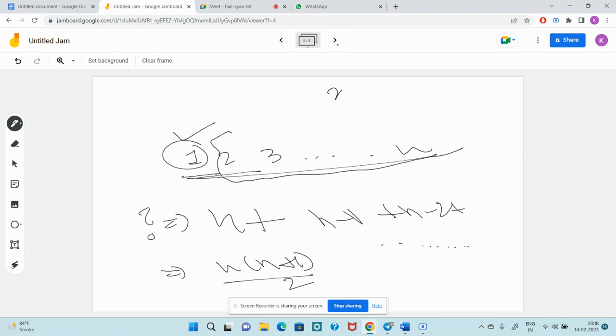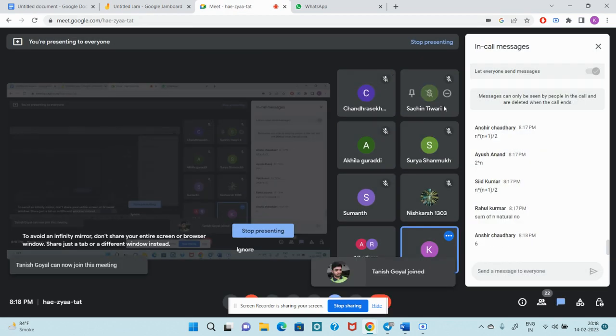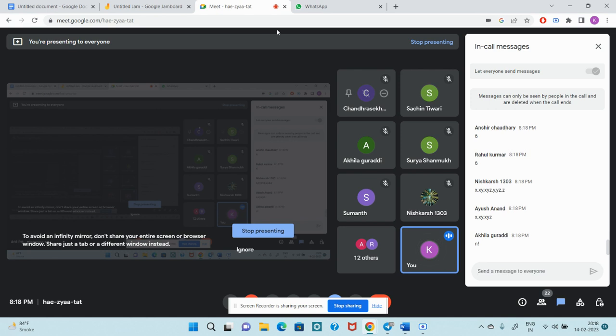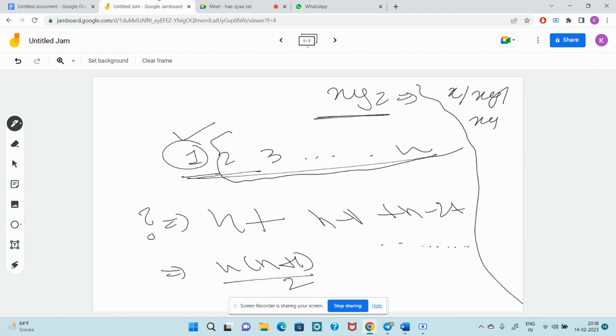For example, say you have XYZ. How many substrings are there? Tell me all the substrings in the chat. Don't tell me the number, tell me all the substrings of XYZ. X, XY, XYZ. Yeah, good. So X, then XY, then XYZ. Then Y, then YZ, then Z. 1, 2, 3, 4, 5, 6. There are 6 substrings.